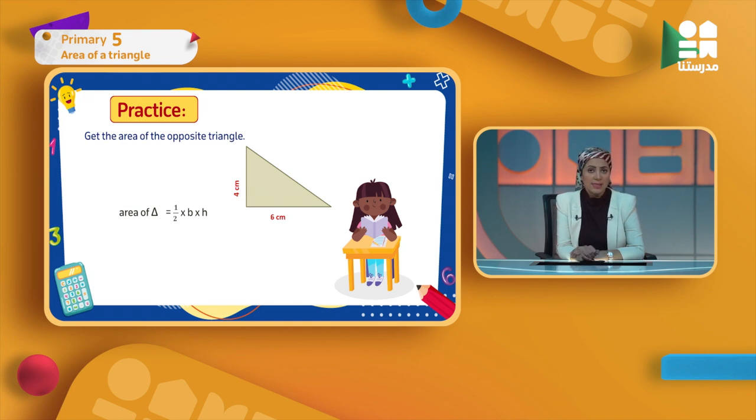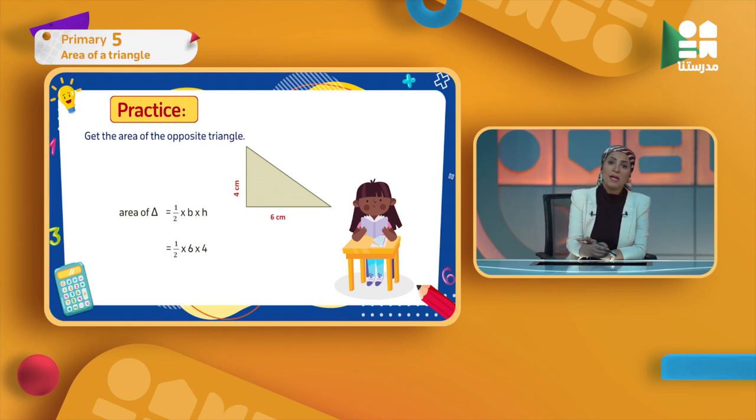Now my base is 6 centimeters and my height is 4 centimeters. Then I substitute. I just take the base and height away and put their values instead. So the base is 6 centimeters and the height is 4 centimeters. If I have a chance to get rid of the fraction, I will do it. So I will see if I can simplify the 2, which is the denominator of the half, with either the base or height. It can be simplified by both, so I can choose any of them.